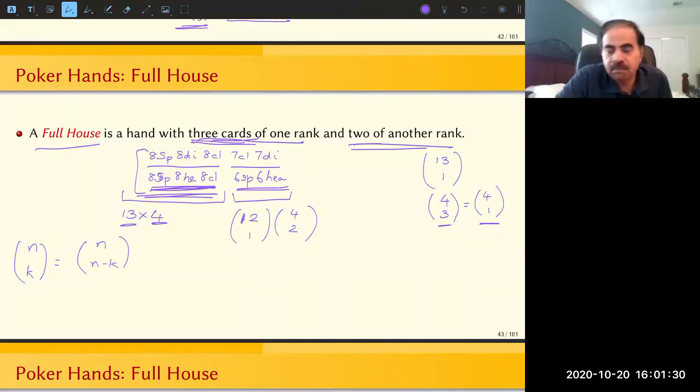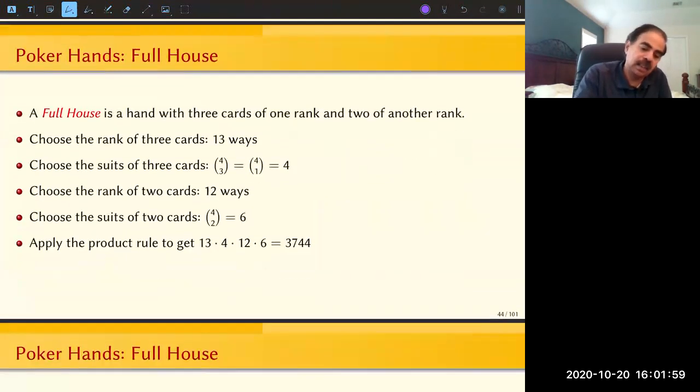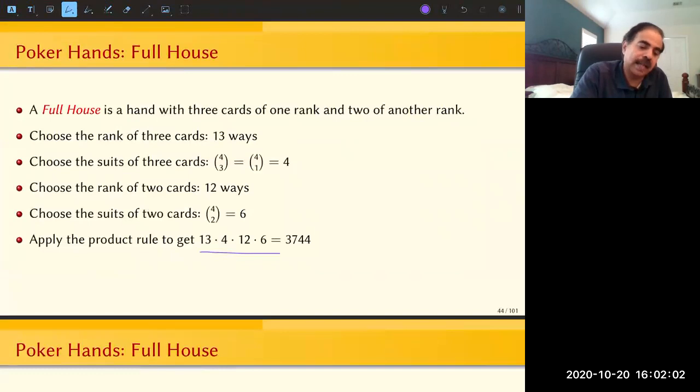Right. So again, you have to choose the rank of the 2, right? And you no longer have 13 available, because 1 has already been chosen here. So you have only 12 ranks available. So you have to choose one of those 12, and then you get to choose the suit of the 2 cards. So there are again 4 suits available, and then you have to choose 2 of those, right? So the number is that, right? So 13 times 4 times 12 times 6.